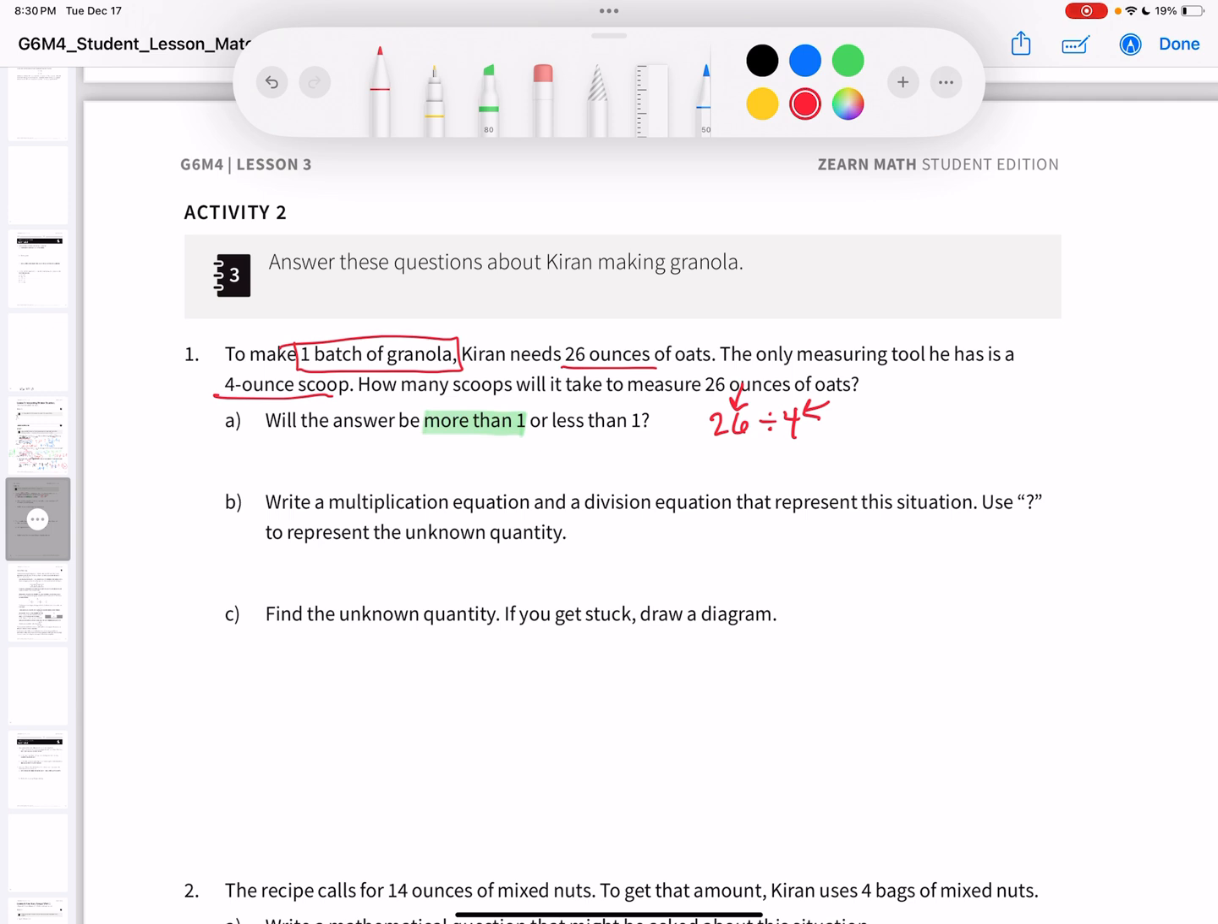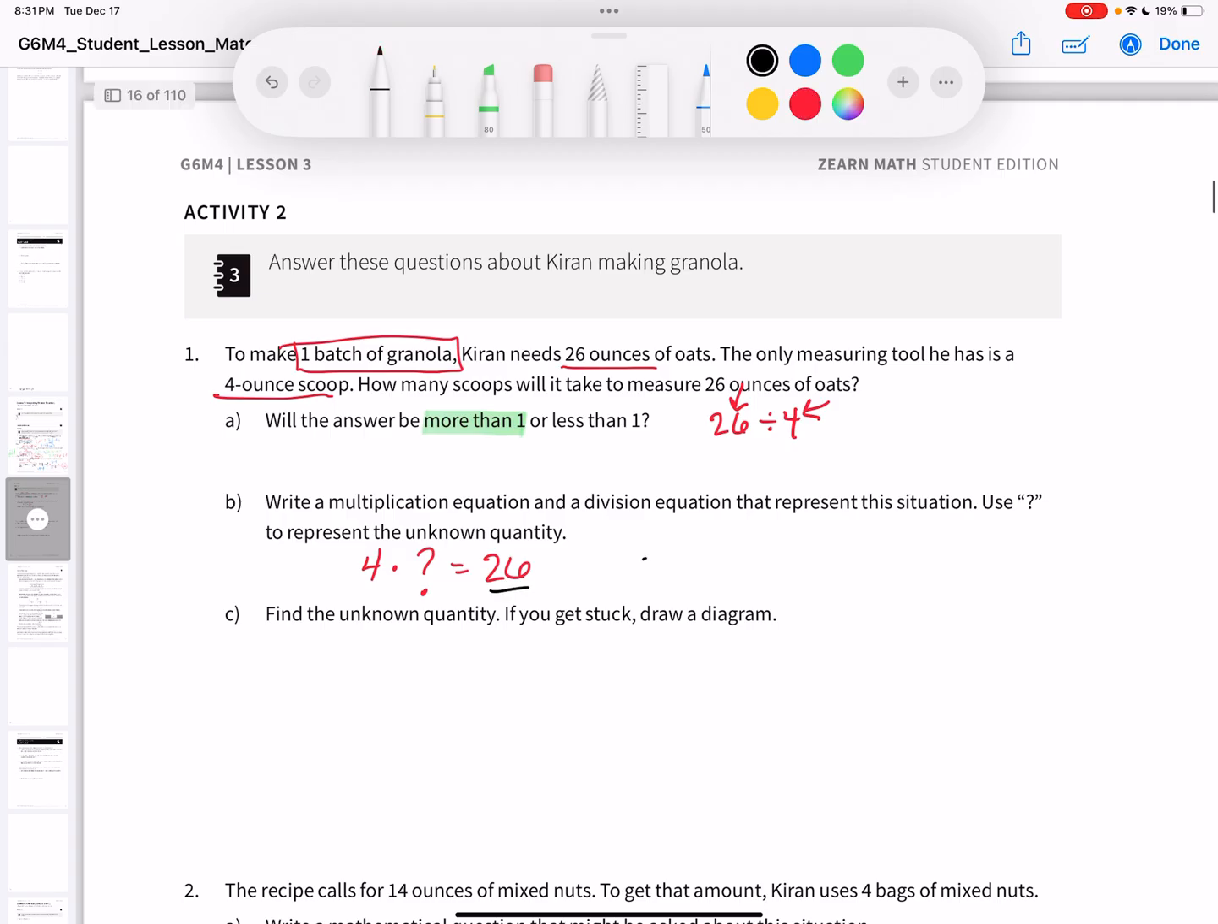All right. B, write a multiplication equation and a division equation that represents this situation. Use the question mark to represent the unknown quantity. All right, so we know that we're using a 4-ounce scoop. We don't know how many scoops we need, right? So that becomes our question mark, but we know that the 4 ounces and the scoops must equal 26 ounces. That's our multiplication problem. Now let's do our division problem.